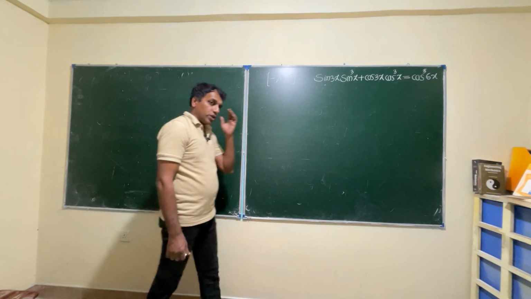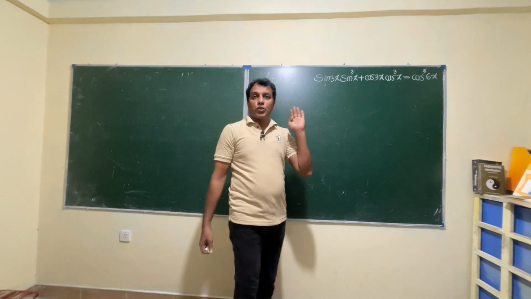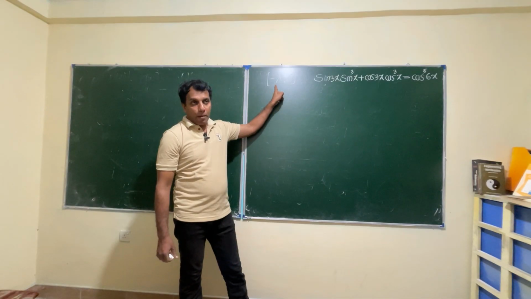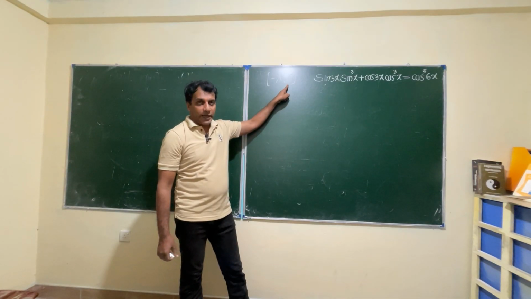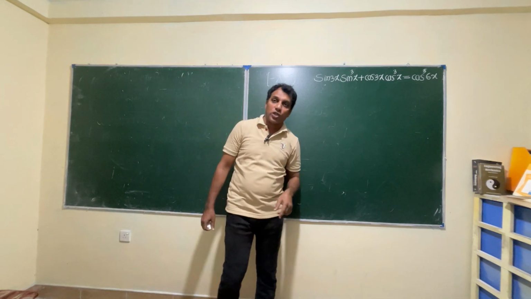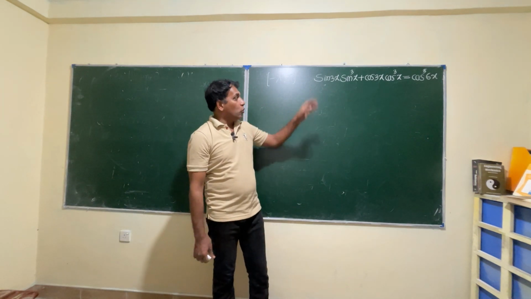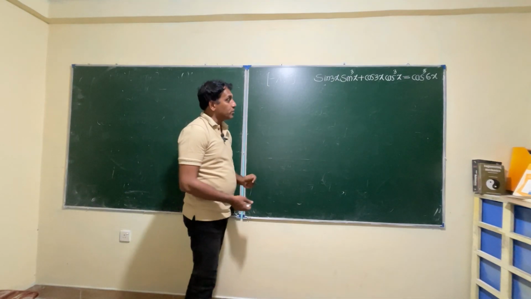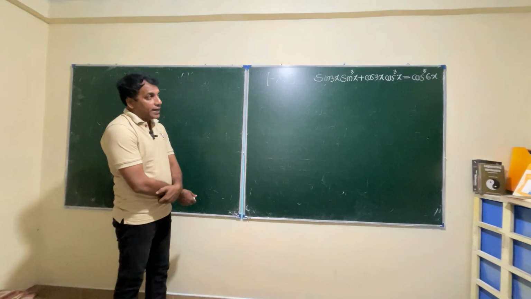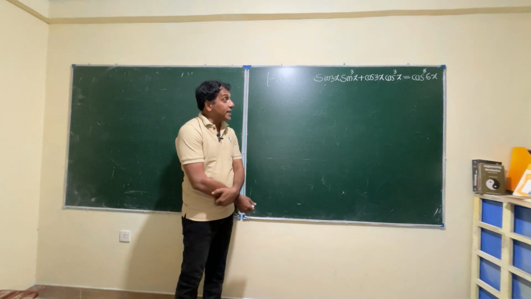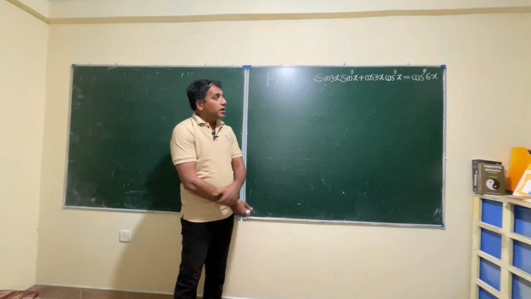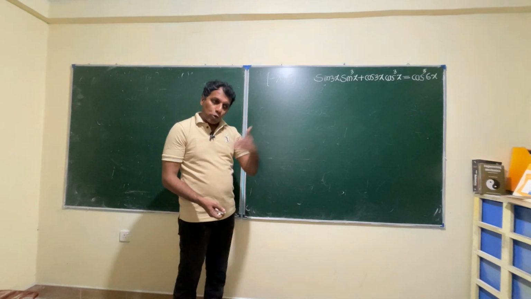Okay, check the solution for this problem. Solve and find the number of solutions in the range minus pi to pi. How many solutions are available for this trigonometric equation after solving? The equation is cos 3x sin cube x plus cos 3x cos cube x equal to cos cube 6x. Find how many solutions it has in these boundaries, minus pi to plus pi.